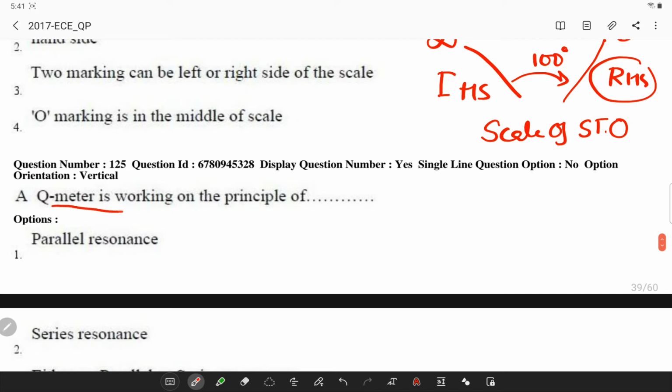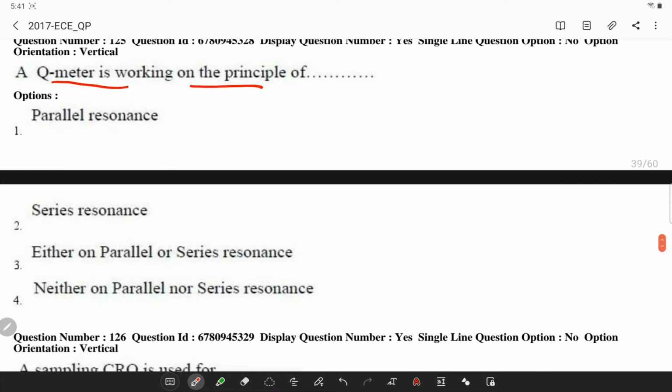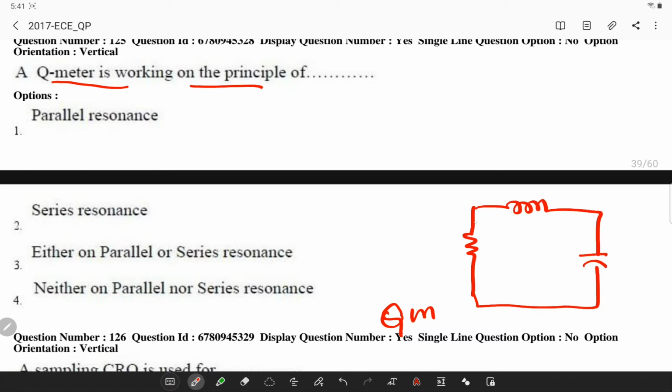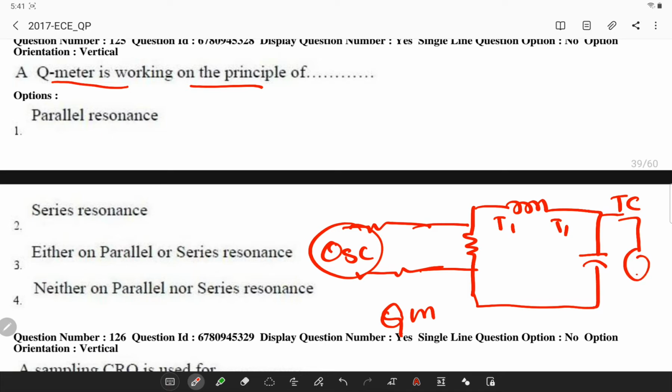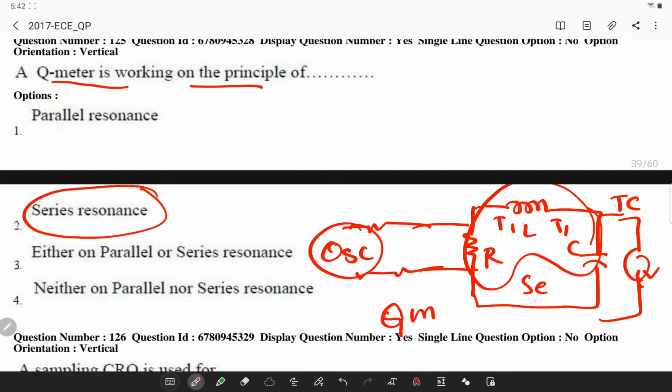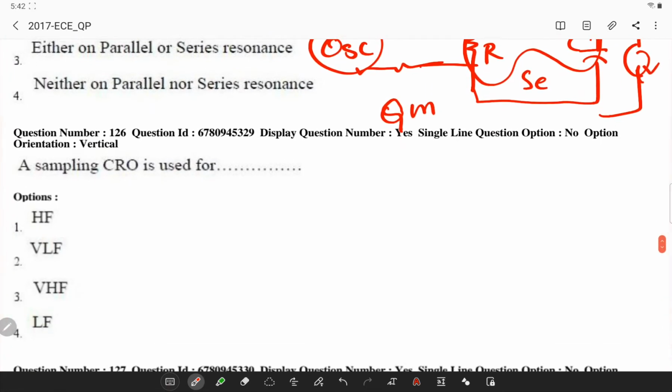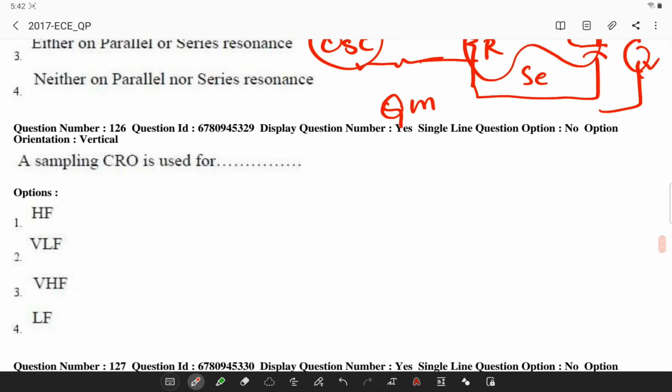Next, what is the principle of Q meter? I think I have even discussed this in circuit theory problems. Remember, the circuit of a Q meter has a shunt resistance, a coil and a capacitor. This is the connection from an oscillator, whereas the coil has terminals T1 and T2, and you will have a tuning capacitor and an electronic voltmeter. If you observe, you have R, L, C and all of them are connected in series. Therefore, Q meter works on the principle of series resonance. This is a standard question which is asked many times.